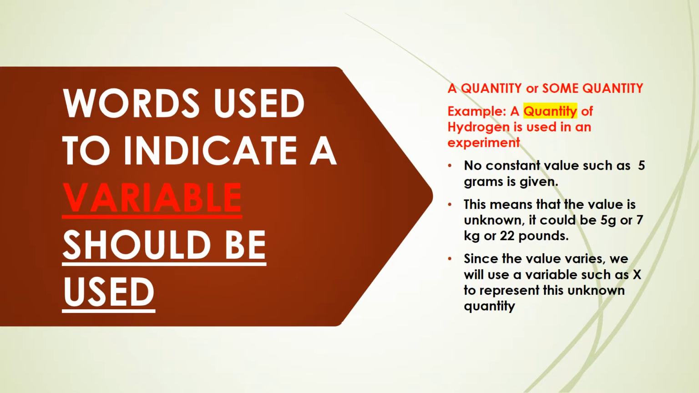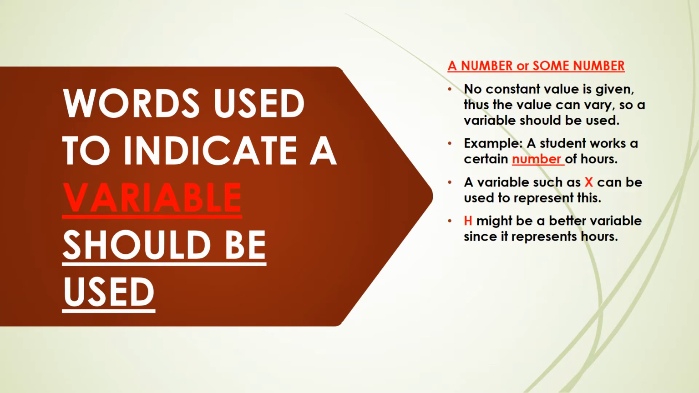Let's look at an example. Let's say you're taking a test and there's a word problem and you see the words a quantity of hydrogen is used in an experiment. So that word quantity means that we don't know the exact number. There's no constant value given, such as 5 grams. So what that means is that the value is unknown. It could be 5 grams or 7 kilograms, or it could be 22 pounds. We don't know. But since the value varies, it's unknown, we'll use a variable such as x to represent this unknown quantity.